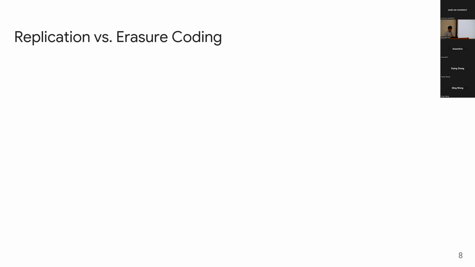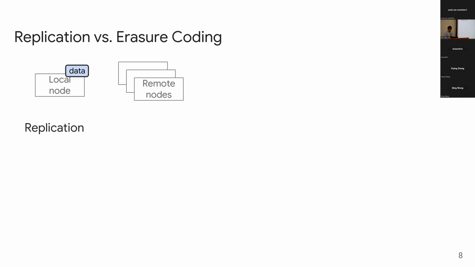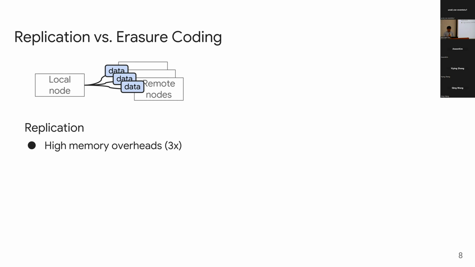There are two general approaches for data fault tolerance, replication or erasure coding. In the replication approach, for example, to tolerate two remote node failures, the local node could just write each piece of data into 3 remote nodes. However, doing so will incur high memory overheads.